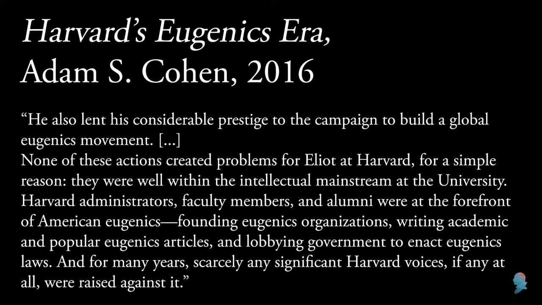None of these actions created problems for Eliot at Harvard. Why? For a simple reason. They were well within the intellectual mainstream at that university. Harvard administrators, faculty members, and alumni were at the forefront of American eugenics, founding eugenics organizations, writing academic and popular eugenics articles, and lobbying government to enact eugenics laws. And for many years, scarcely any significant Harvard voices, if any at all, were raised against it.